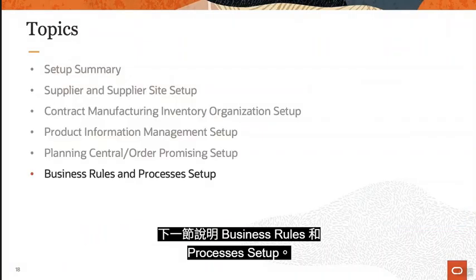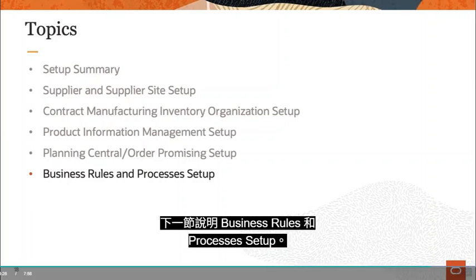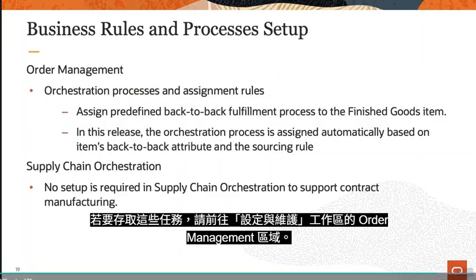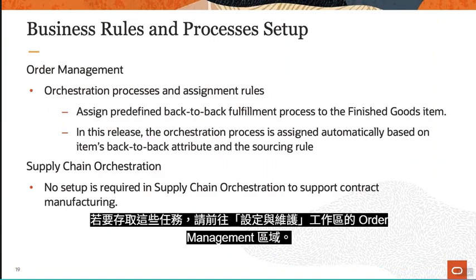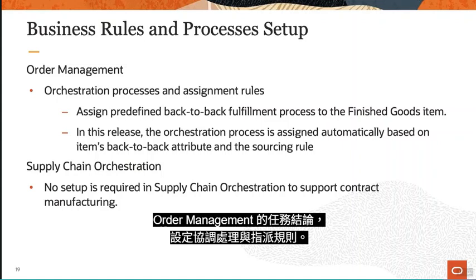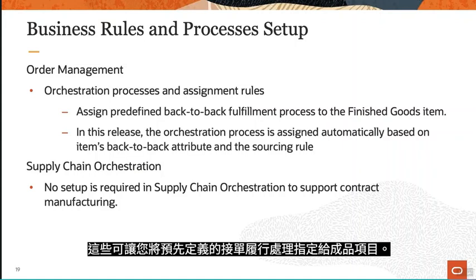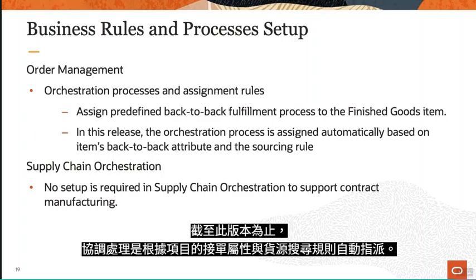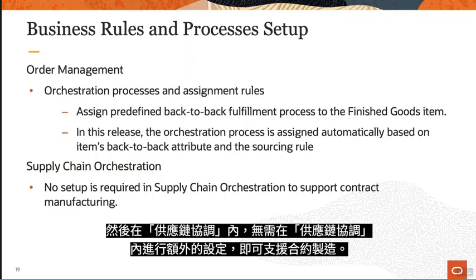Our next section describes the business rules and processes setup. These tasks are accessed by going to the Order Management area of the Setup and Maintenance Work area. The tasks include, for order management, setting up orchestration processes and assignment rules. These allow you to assign predefined back-to-back fulfillment processes to the finished good items, and as of this release, the orchestration process is assigned automatically based on the item's back-to-back attributes and the sourcing rule. Then within supply chain orchestration, no additional setup is required to support contract manufacturing.